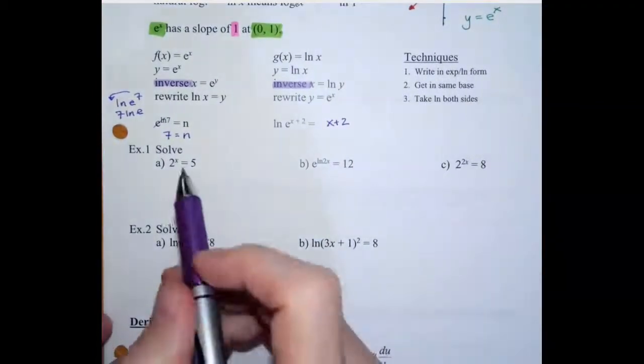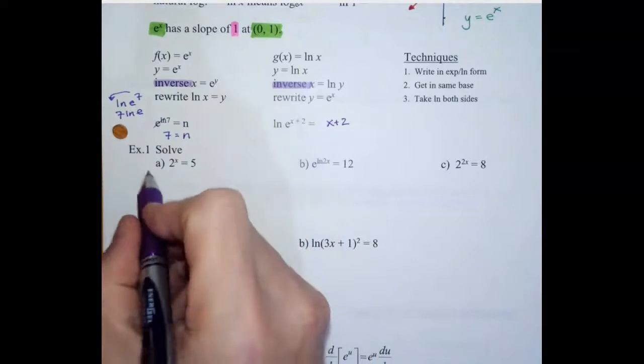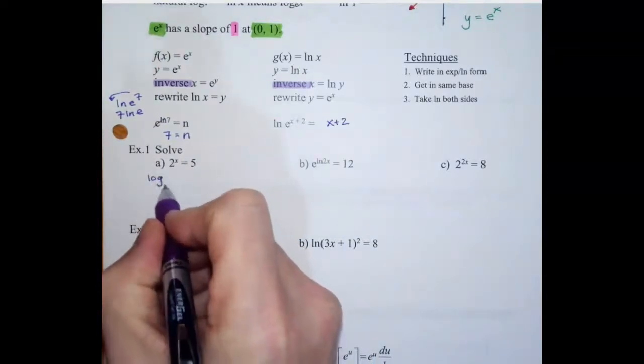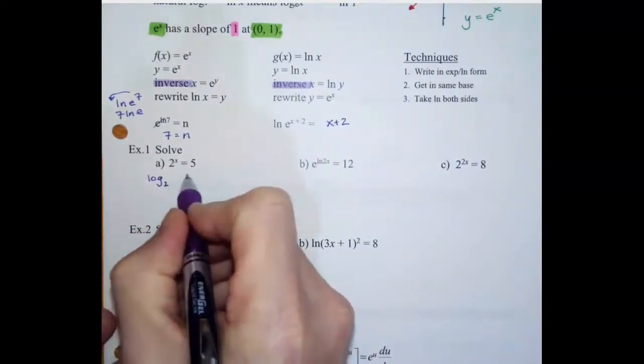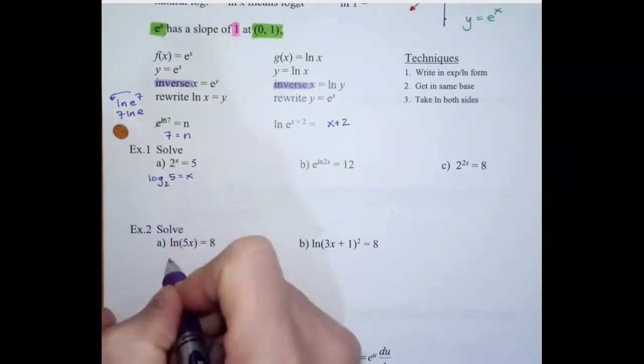So, what can we do here? We can rewrite that as log base 2, answer exponent: this to this power equals that.